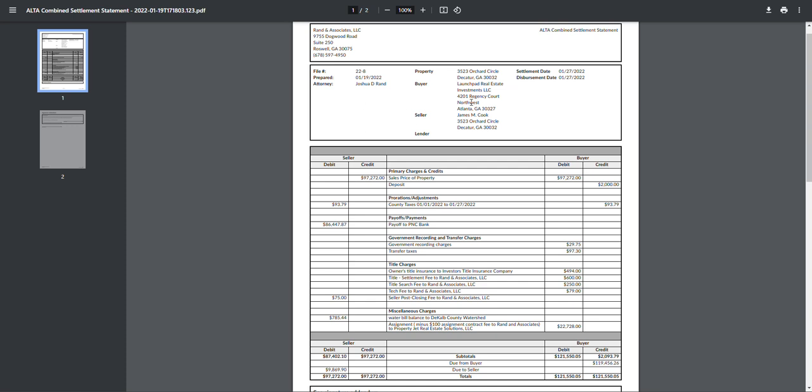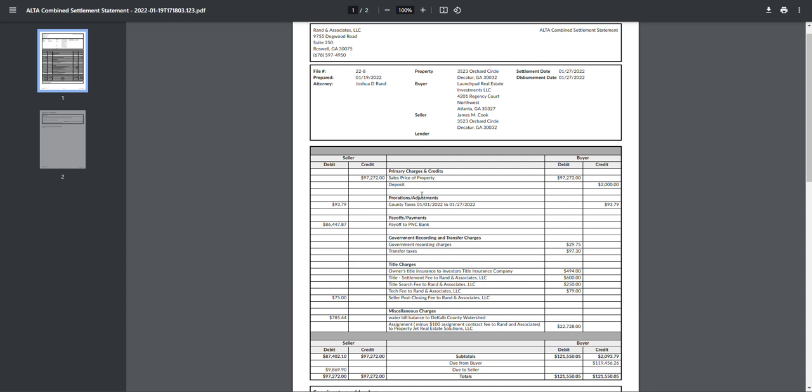This section here is going to house the information on the property, such as the file number for this deal, when it was prepared, who was the attorney that prepared it, the property address, the buyer, the seller, a possible lender, if there's a lender on the deal, the settlement date, and the disbursement date. Settlement date is basically the closing day. Disbursement date is pretty much the day that the funds were dispersed, which is usually the same.